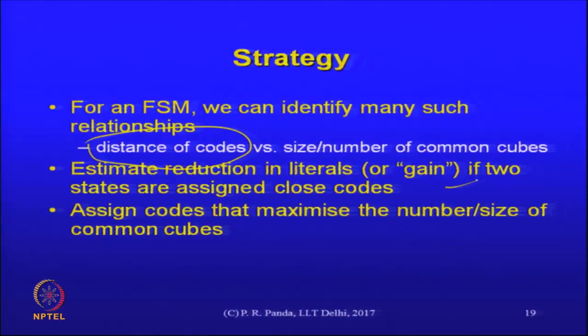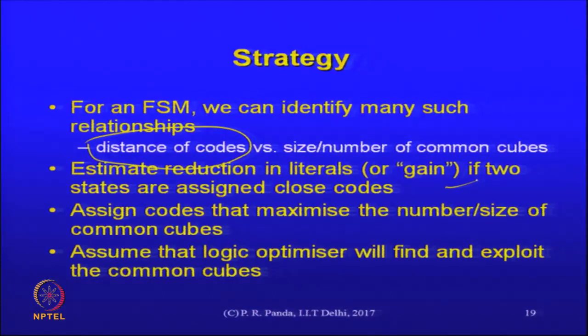So, I would like to assign codes that maximize the number or the size of the common cubes, and of course, the encoding process stops there. You assume that once those common cubes are available, the subsequent logic optimizing step will find and exploit those common cubes in the way that you expect it to. This is a basic requirement of any logic optimization tool. You probably do not want to put too many dependencies between this step and the next step, because then it becomes tool specific what you do here. But the idea of identifying a common cube and exploiting it is a basic enough requirement of a logic optimizer that it should work irrespective of which particular logic optimization algorithm is being used.